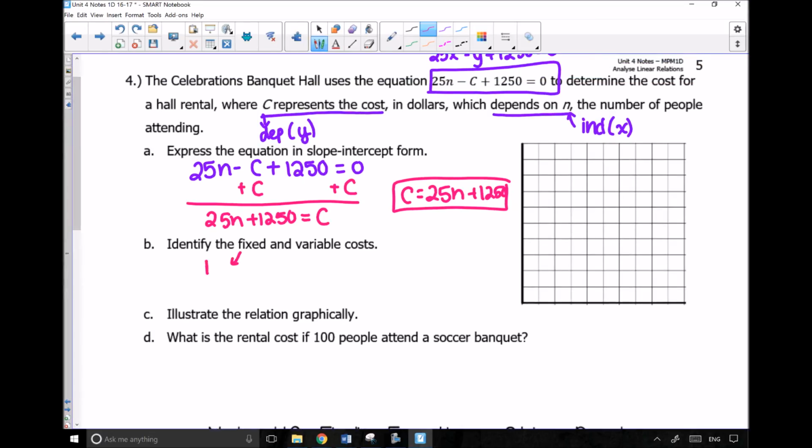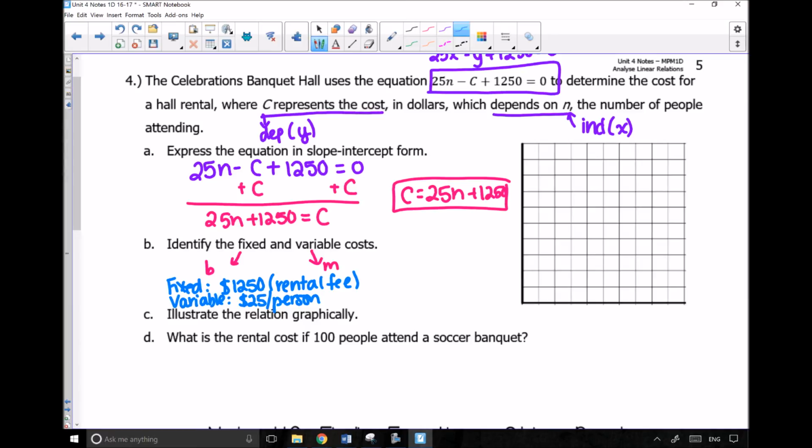Well, remember your fixed cost is your y-intercept, your starting amount. Your variable cost is your slope. So we can say our fixed cost is $1,250. So that means that I have to pay $1,250 just for my rental fee, just to have the use of their hall. Okay, and then what's the variable cost? Well, what's changing? It's changing by $25 for every n, so $25 per person. So the variable cost is going to be $25 per person.